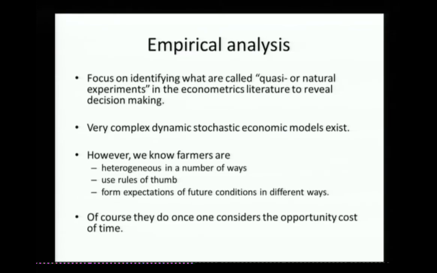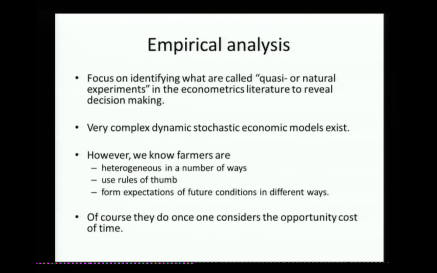One example I'll give here is, well, I mentioned this before, but we know farmers are heterogeneous in a number of ways. They use rules of thumb, and also they form expectations of future conditions in different ways. The one aspect with deficit irrigation we understand, as an economist, we're a bit surprised that that's considered a departure from what people actually do. The only time we would expect that is if water's free, that you would actually irrigate to maximize physical yields. However, monitoring soil moisture and other things is costly. There's a time cost there.